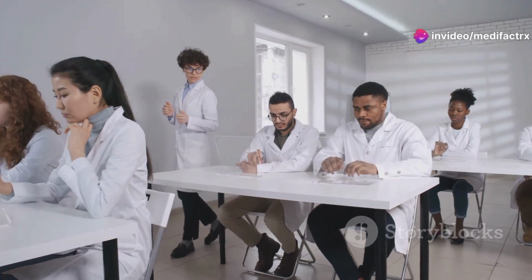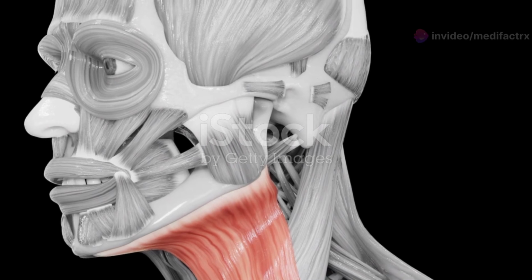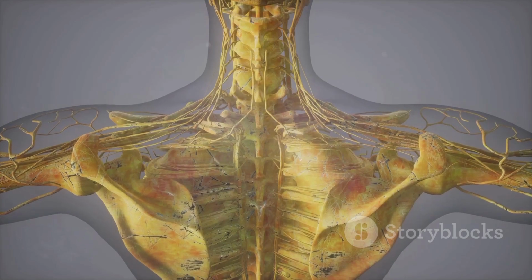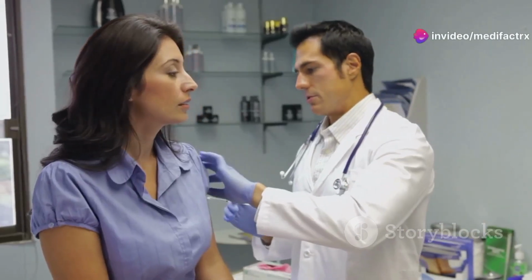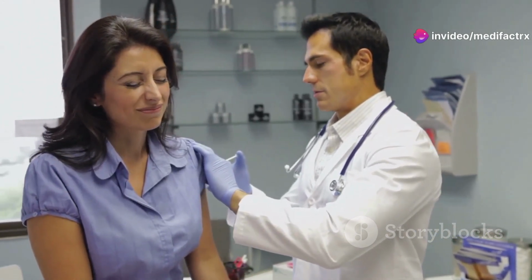Welcome, medical students. Today, we're diving deep into the fascinating world of neck triangles. The neck is a complex region, packed with vital structures in a relatively small space. Understanding its anatomy is key to successful surgeries, accurate diagnoses, and effective treatments.